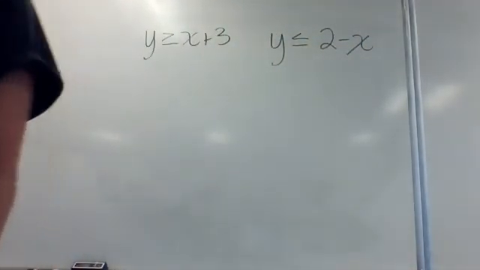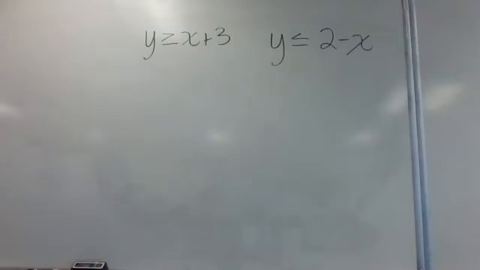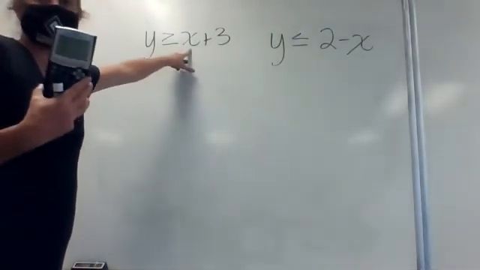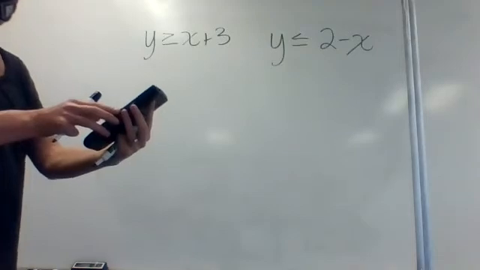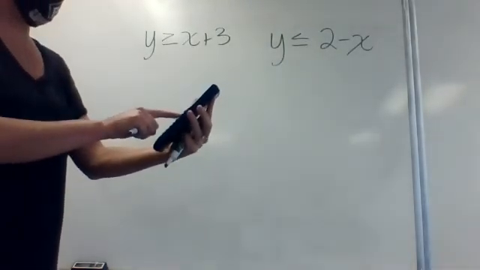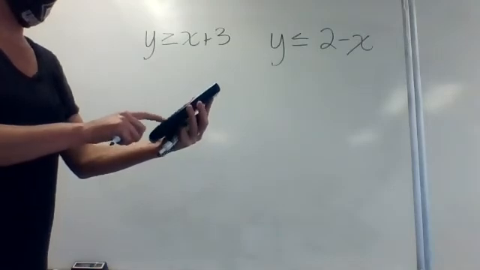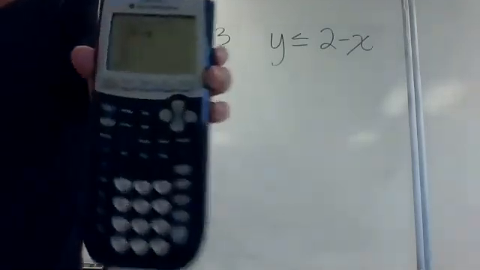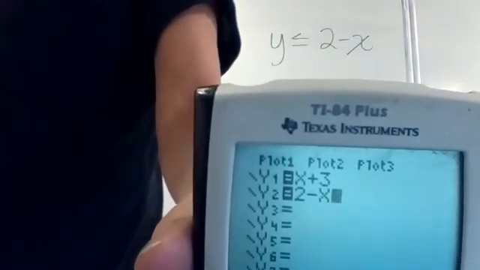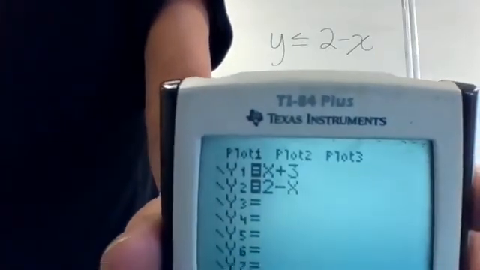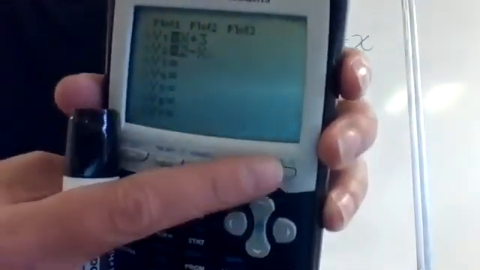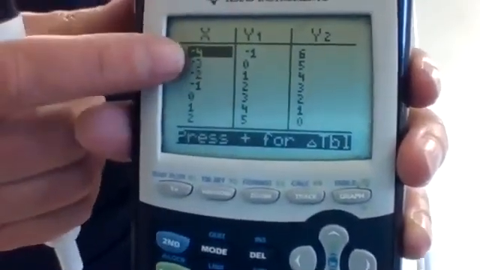So I'm going to graph both of these. You can actually do them at the same time. Just put this in your y1. So x plus 3. Then just go down and put the other one in the other one, 2 minus x. So I'll put the first one in y1 and the second one in y2. So when I find points, look at my table. So second table. So here's your x.